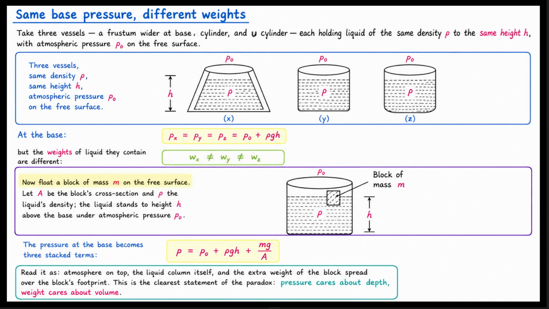Now drop a block of mass m on the free surface and let it float. The block's footprint is A, the liquid has density ρ, and it still stands at height h above the base. The pressure at the base now becomes P0 plus rho gh plus mg over A. Read the three terms from top to bottom. The atmosphere pushing down on the surface, the column of liquid itself, and finally the extra weight of the block spread over its footprint. This is the cleanest statement of the paradox. Pressure cares about depth, weight cares about the volume of fluid actually present.